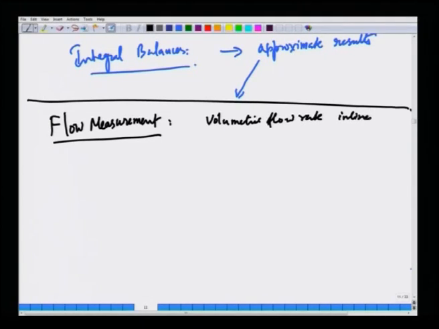That is, if you have a piping network through which fluid is flowing continuously in an industrial application, you need to have a device that is fixed within the pipeline system, and we need to be able to measure the volumetric flow rate.